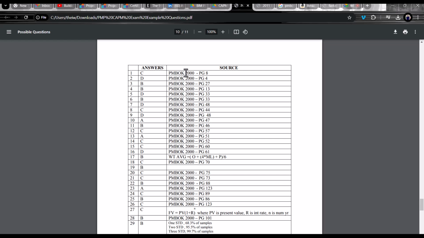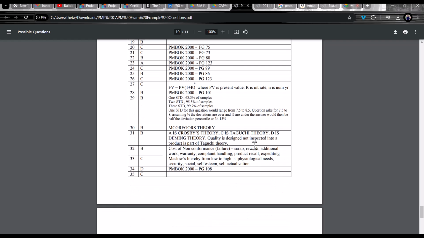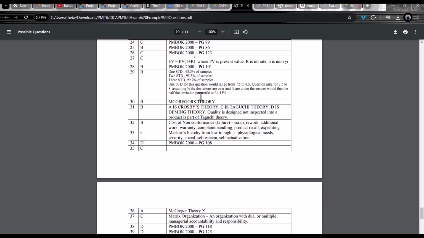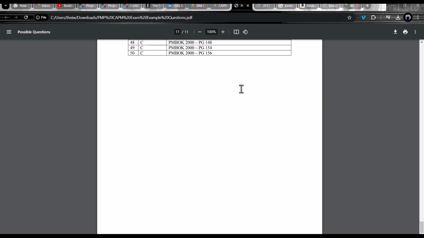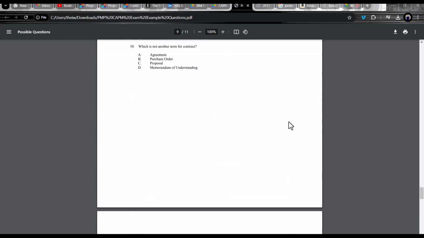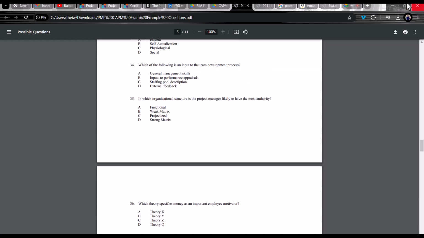Here you can even get the answer sheet, right? The answer is C, the first one, D, and so on. And where is the source? PMBOK, page 8, page 27. If you have the PMBOK, you can go over there and refer to it. There may be some theoretical questions, and some numerical questions as well. So I have used this kind of learning to prepare for the CAPM exam.